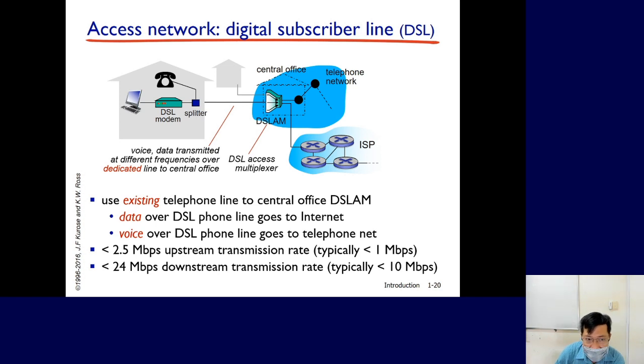In this kind of network, it's your existing telephone line up to the DSLAM. On this line, there are data and voice. The upstream transmission rate is around 2.5 megabits per second, but practically it is under 1 megabit per second. The downstream transmission rate is around 24 megabits per second, typically 10 megabits per second. But now with the new technology, this speed is much better, up to 54 megabits per second.